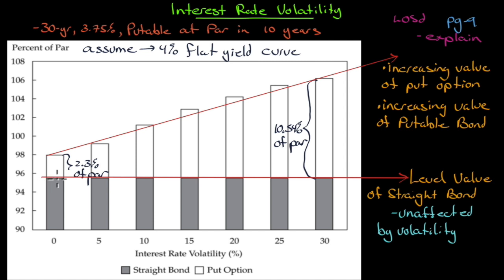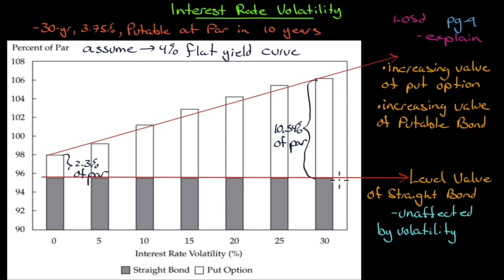So you can conceive of a straight line like this, representing what a straight bond would be. This is level value of a straight bond, unaffected by volatility. And we notice that it's below par. Does that make sense? Well, if we got a flat 4% yield curve and it's a 3.75% coupon, it's got to be a discount bond.